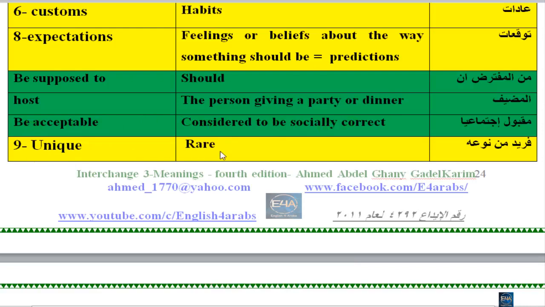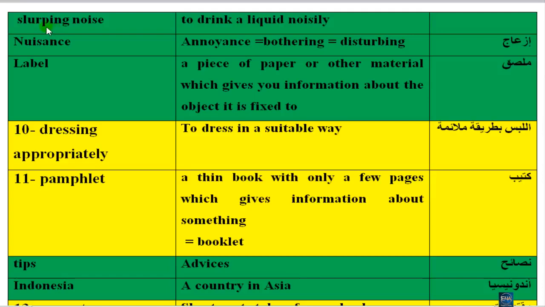Unique, rare, unusual. Slurping noise, to drink a liquid noisily. Nuisance, annoyance, bothering, disturbing. Label, a piece of paper or other material which gives you information about the object it's fixed to. So we can say a label is a piece of paper which gives information. Label, a piece of paper which gives information.